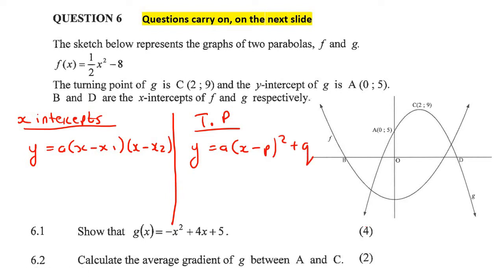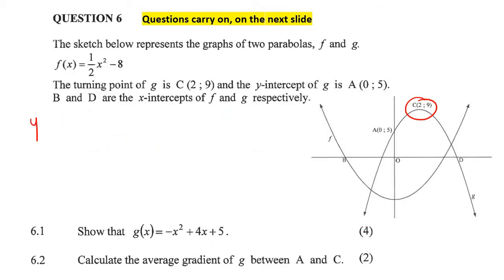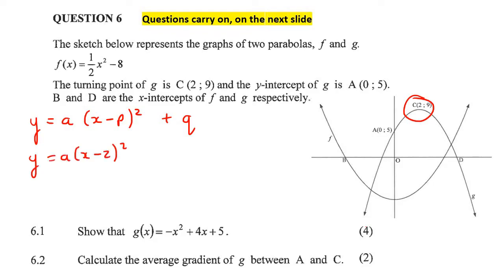All right, so what have they given us in this question? Well, they've given us a turning point, so we're going to use this one. You don't worry about this for now, it'll get there by itself. So we're just going to say y equals a(x minus p) squared plus q. The turning point is (2; 9), so that means the graph has moved 2 places to the right and 9 places up.